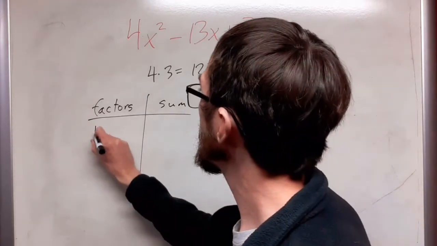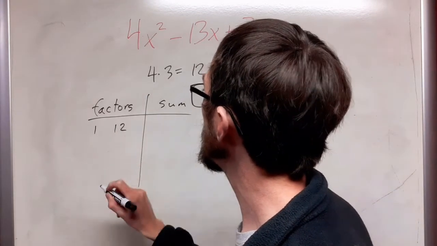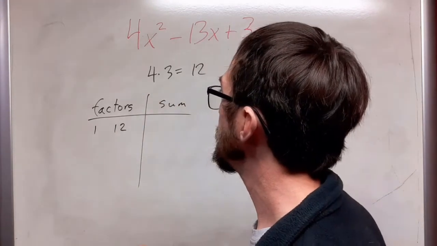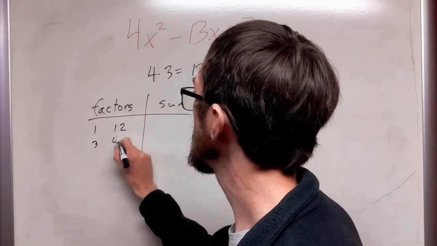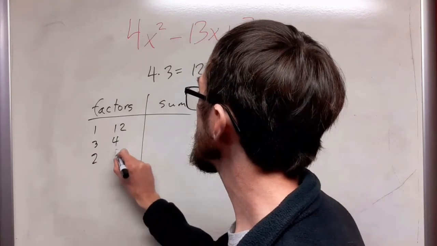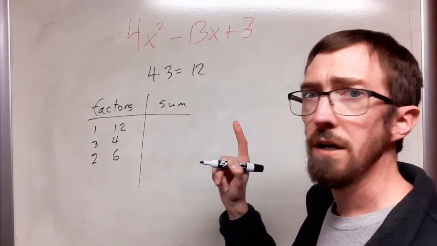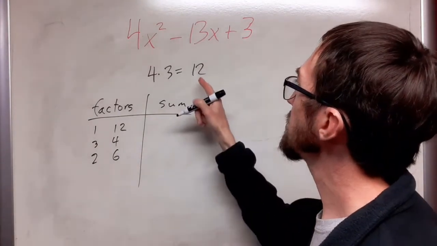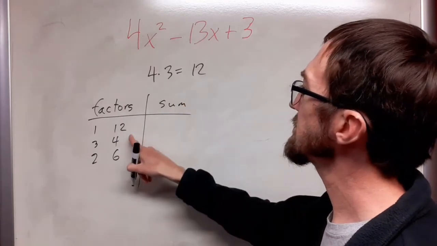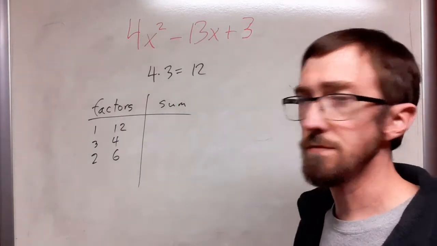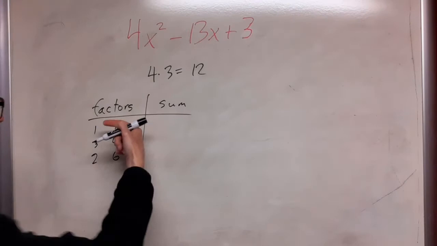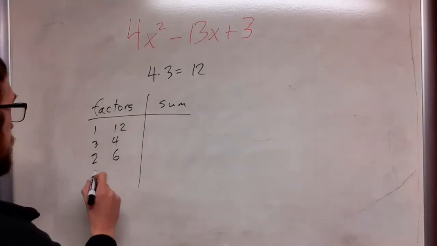So for 12, we have 1 and 12. Of course, we have 3 and 4, 2 and 6. And we also need to remember that we can have negatives as well, because negative 1 times negative 12 will give us a positive 12. So we have the negative versions of each of these.